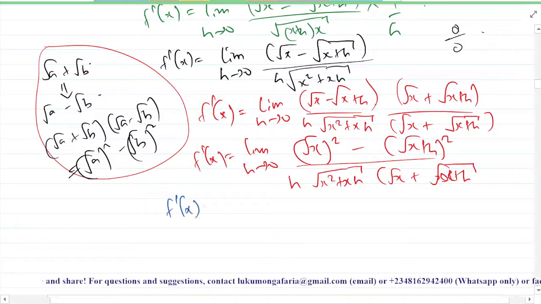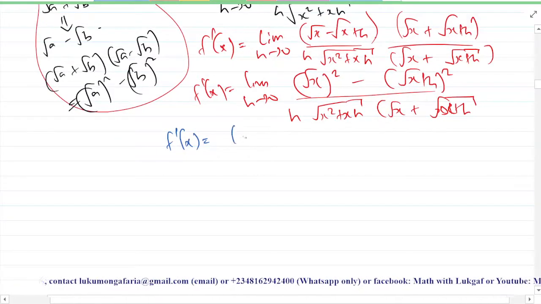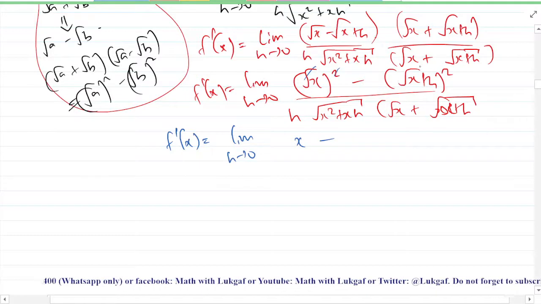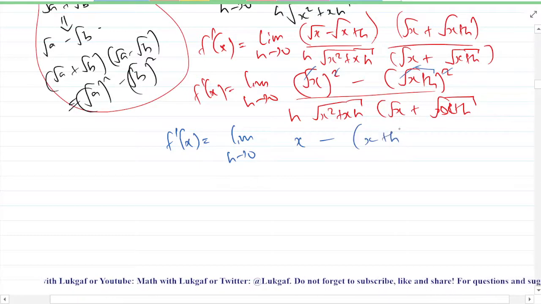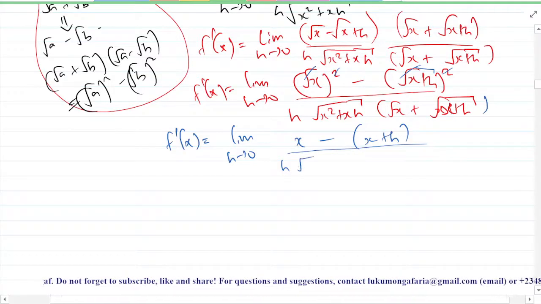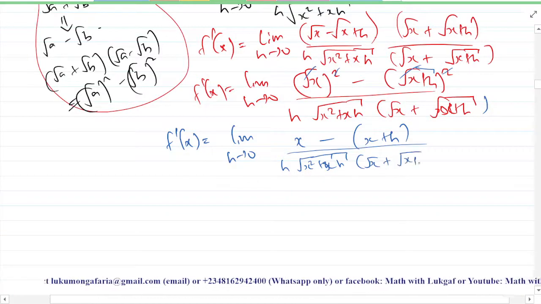Okay, now if you continue from there, then I'm going to have that my f prime of x equals the limit as h tends to 0. This guy will cancel this. Then I'm having x, then the square and square root also cancel, minus x plus h, then divided by h. If I were you, you can leave this like this. They will soon cancel each other: xh, root x plus root x plus h.